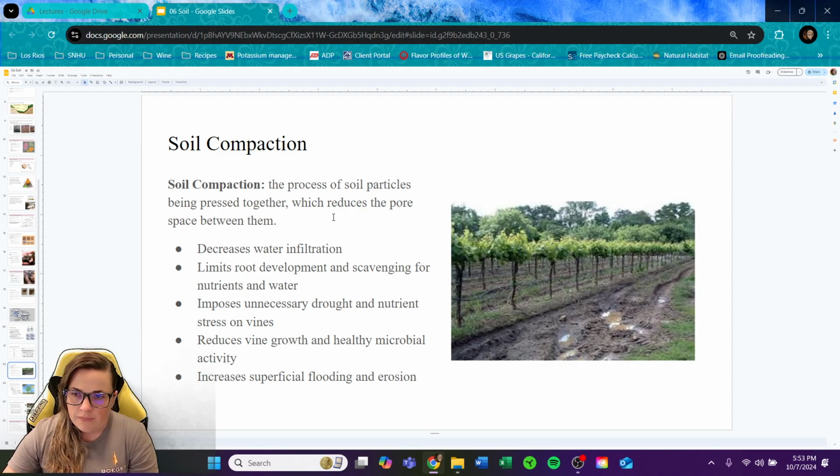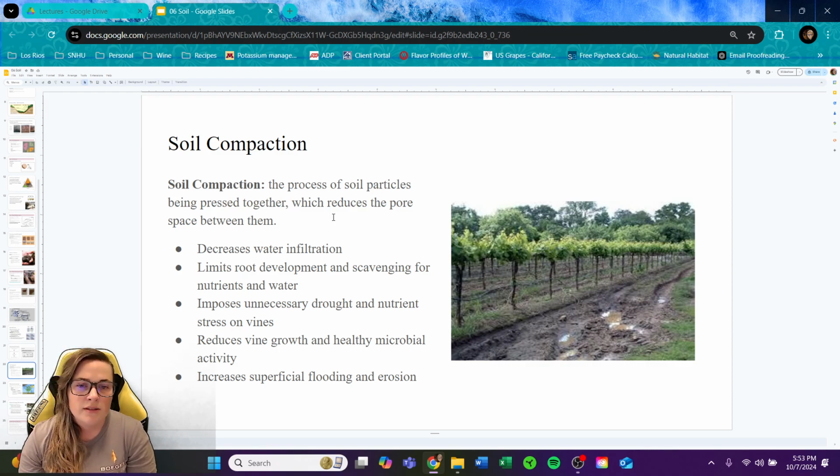Soil compaction, not ideal, right? It's the process of these soil particles being pressed together, reducing pore space, and creating a very problematic, non-ideal environment for our roots. So we have a decrease in water infiltration, right? Because the pores are so tight, the water is having a hard time crossing through the space. It limits your root development and scavenging for nutrients and water, so your plants are going to struggle, and they won't live for a long time either because they need to establish healthy roots.